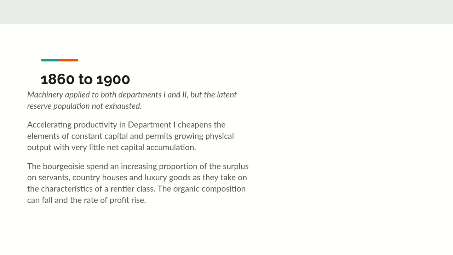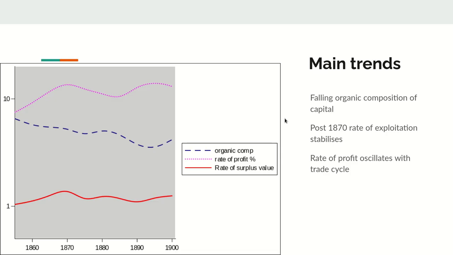This allowed the upper classes to spend an increasing proportion of the surplus on servants, country houses, and luxury goods. And they take on the characteristic of a rentier class. During this period, the organic composition of capital can fall and the rate of profit can rise. That's what we'll see. So this is the period 1860 to 1900.